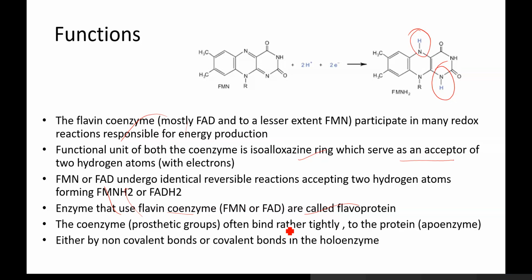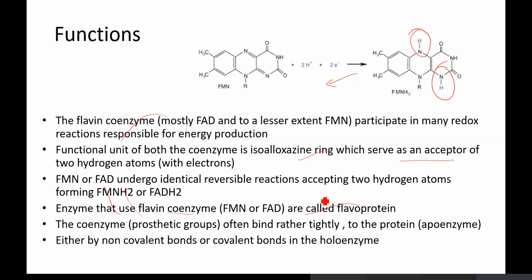So FMN or FAD undergo an identical reversible reaction. This reaction is reversible. Okay, it can give rise to 2H plus also. So this is a reversible reaction accepting two hydrogen atoms, forming FMNH2 or FADH2. Enzymes that use these flavin coenzymes, FMN or FAD, are called flavoproteins.